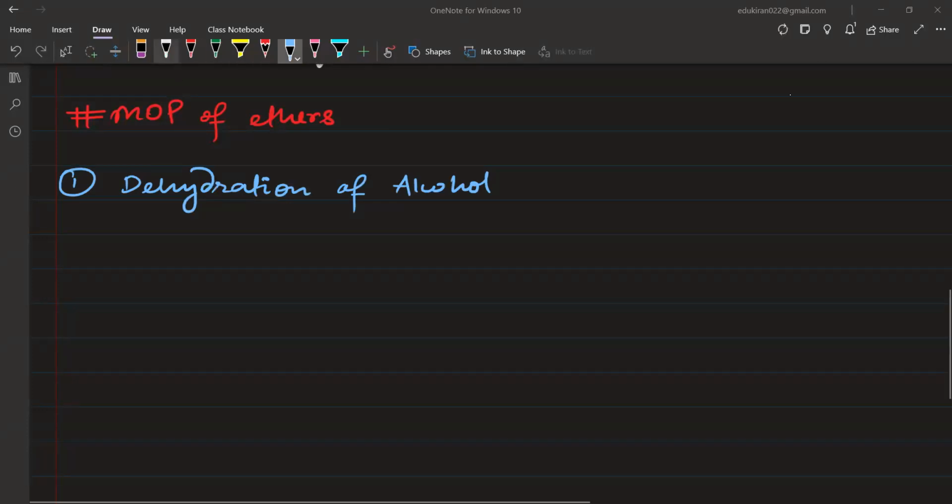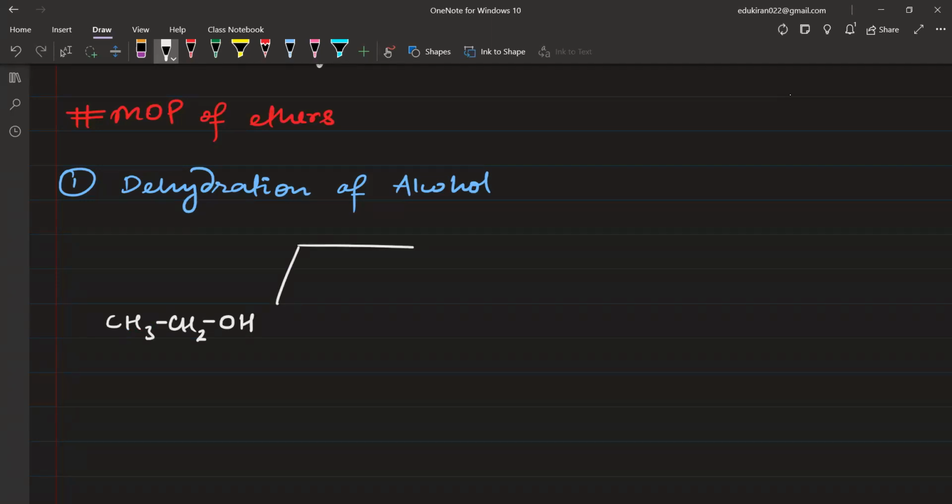Dehydration of alcohol. Now, this may seem something you have seen already. In alcohols, when we dehydrated it using H2SO4 at high temperature, so let us say the example CH3, then you have CH2 and OH. This is alcohol. And if I use H2SO4 at a high temperature, let us suppose 443 Kelvin, then we get ethene, CH2 double bond CH2, and an elimination reaction happens here.